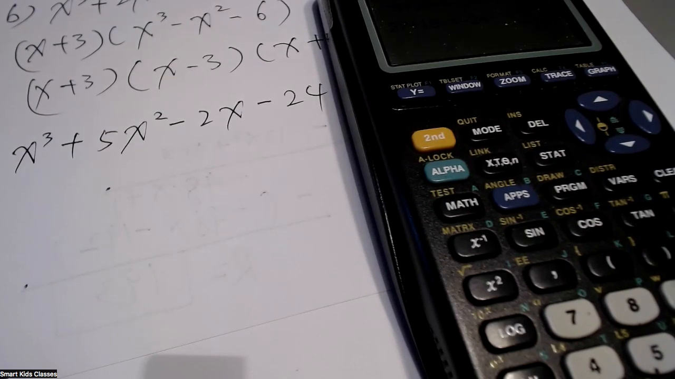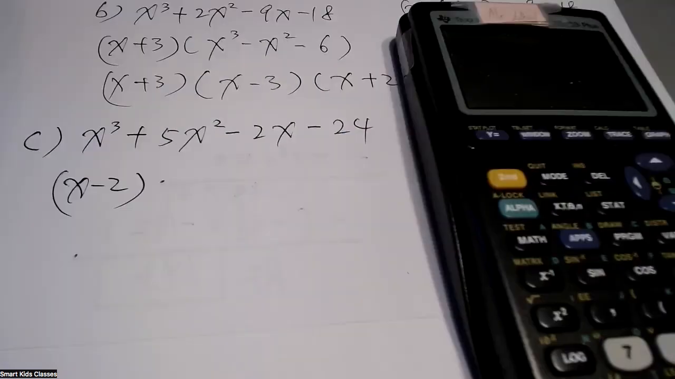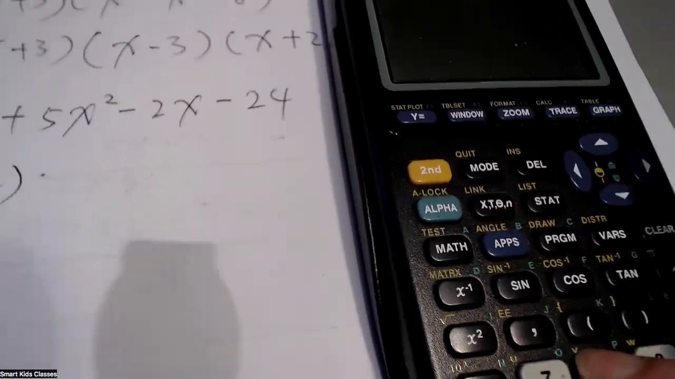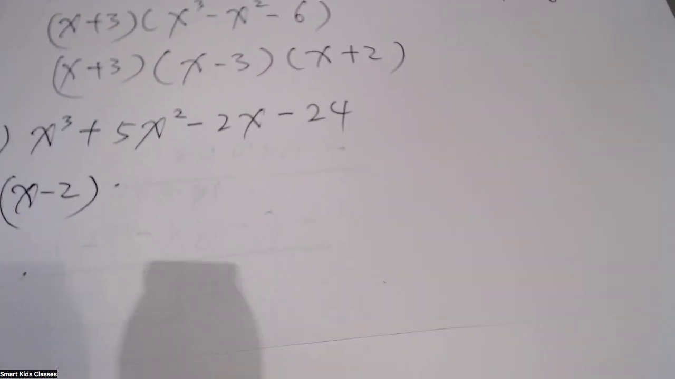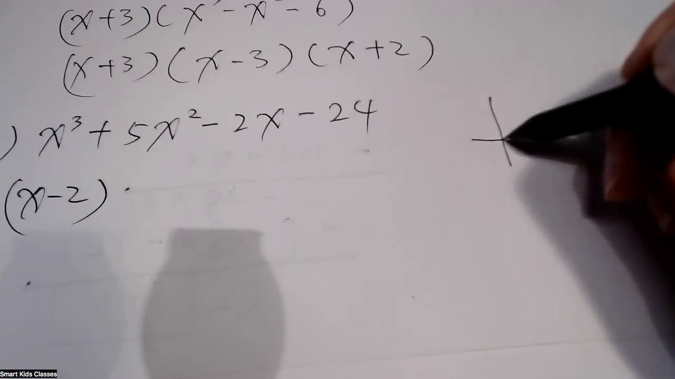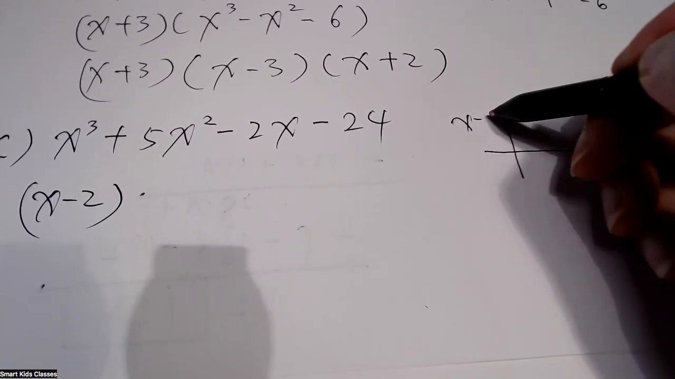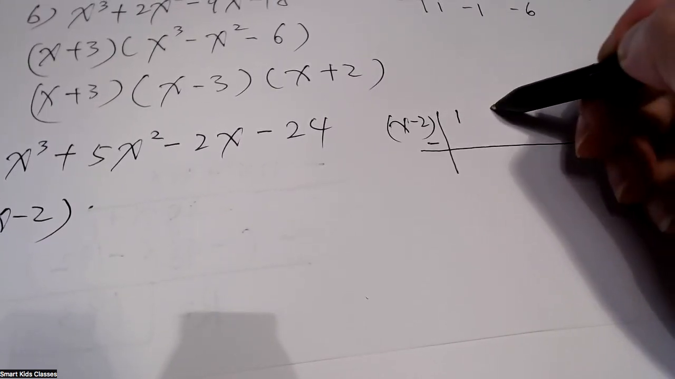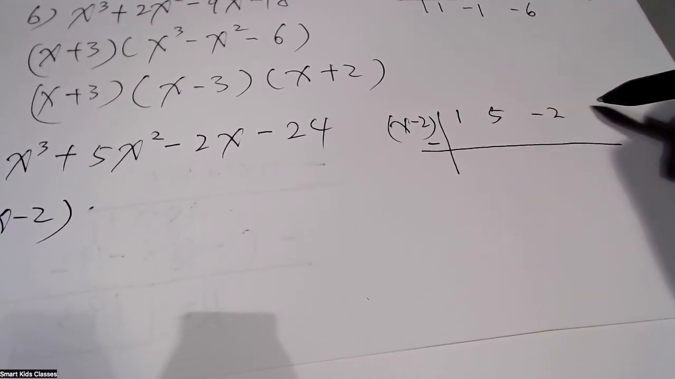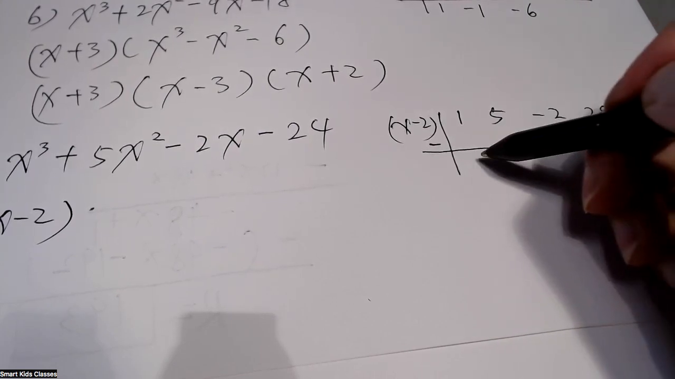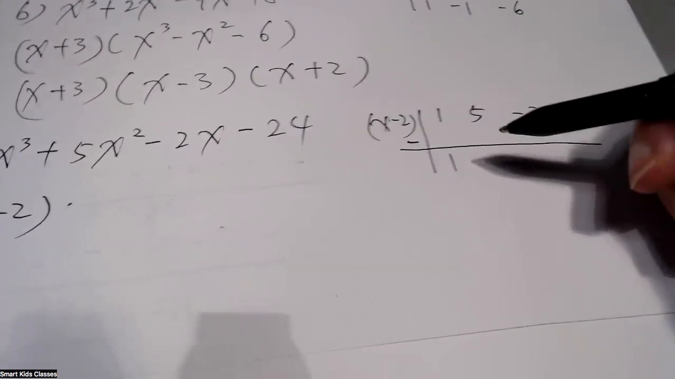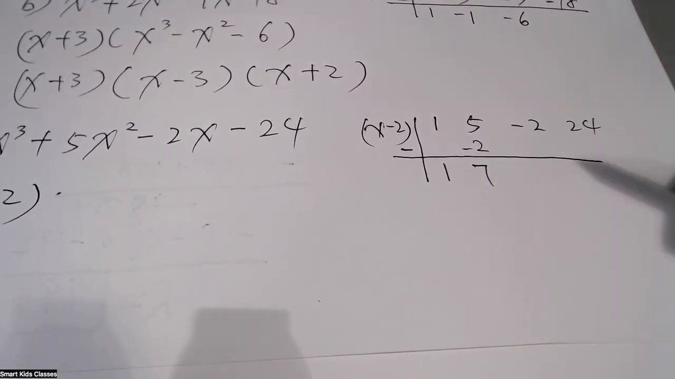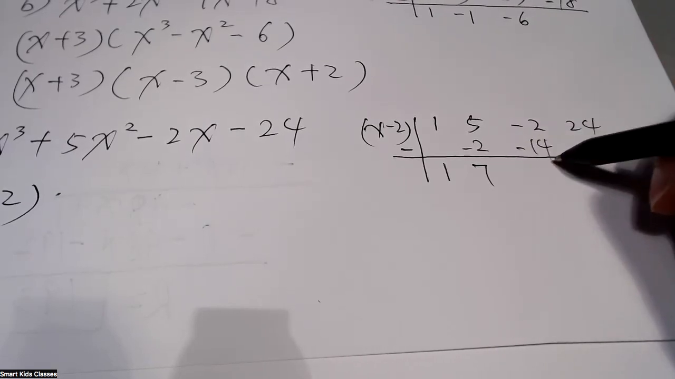So let me see. We're going to try another number. Negative 2 works. So we're going to put 2 here. We have a positive A. So we're going to write a synthetic division here. So x minus 2, so it's subtract. We have a 1, we have a 5, we have negative 2, and we have 24. So we bring the 1 down. Negative 2 times 1, we get negative 2, we get 7 here.